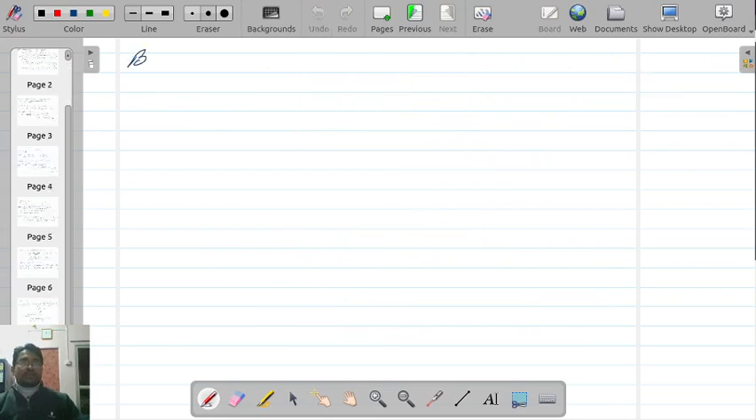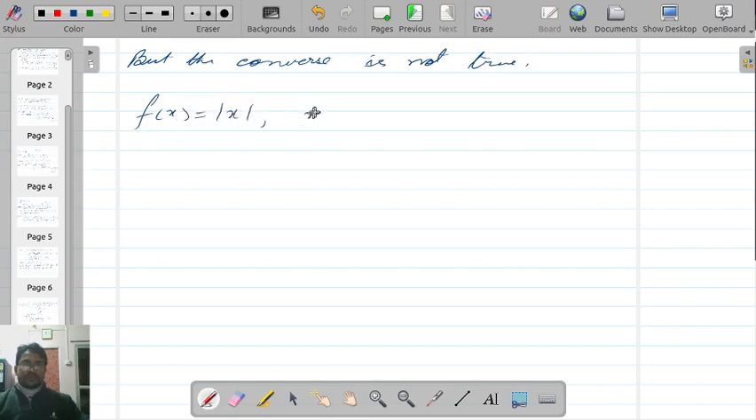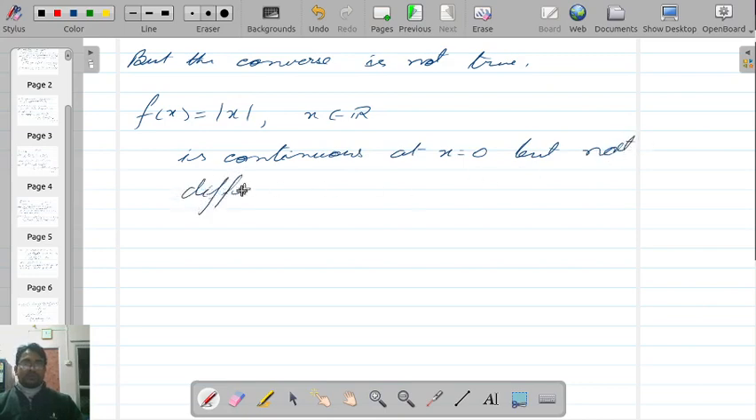Okay, but the converse is not true. Continuity may not imply differentiability. Okay, so one famous example that all of you might know: f(x) equal to mod x, say x belongs to R, is continuous at x equal to 0, but not differentiable at 0. Okay, so how to show this?